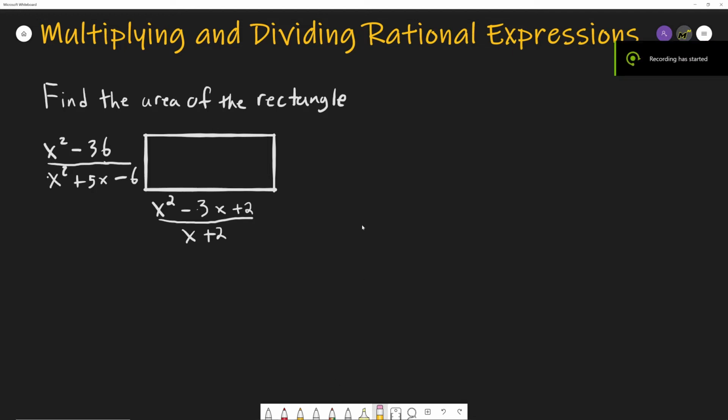Hey team, today we're going to multiply and divide rational expressions. So we'll start with the multiplying first. Let's say we have this problem here of finding the area of a rectangle. But it's not just a friendly rectangle like we're used to.